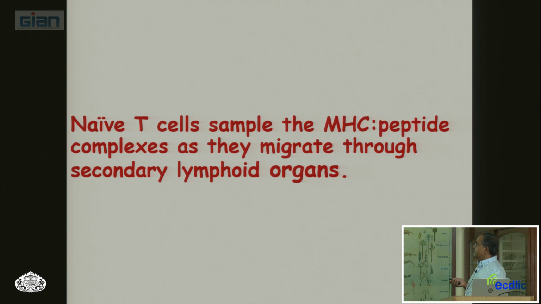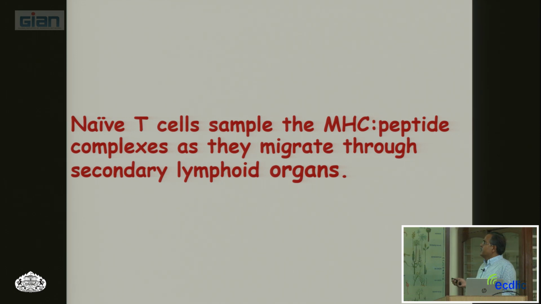Naive T cells come into the secondary lymphoid organ. The best example is your lymph node. They are sampling this MHC peptide complex as they migrate through the secondary lymphoid organ. This is one important take home message. Most of the cells, at least T cells, when they get out of the thymus, are naive. They have all the machinery, they know where to go, but they are not effective. In order for them to be effective, the antigen has to be presented in context with an MHC class II molecule, and then they will become active. And all these processes are happening in the secondary lymphoid organ.